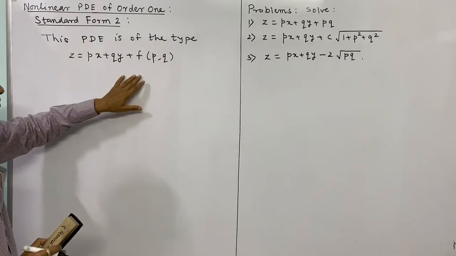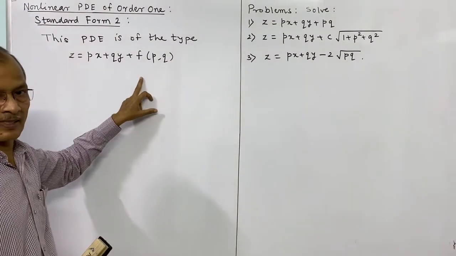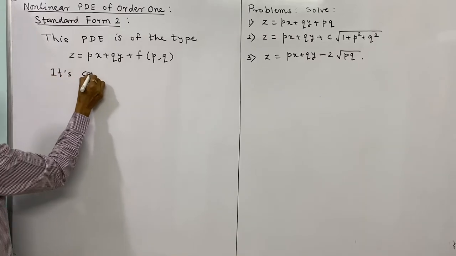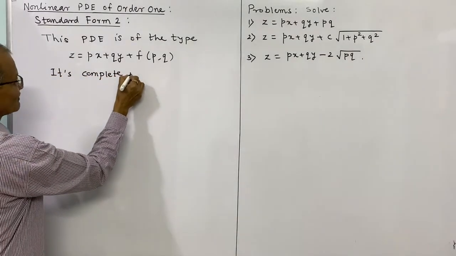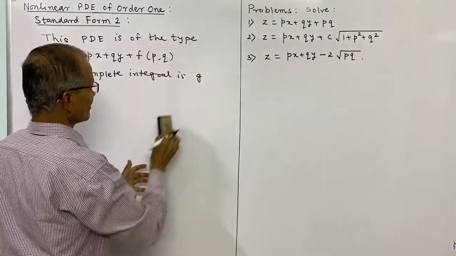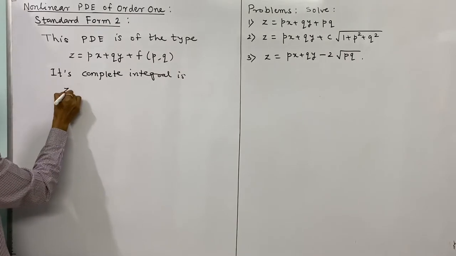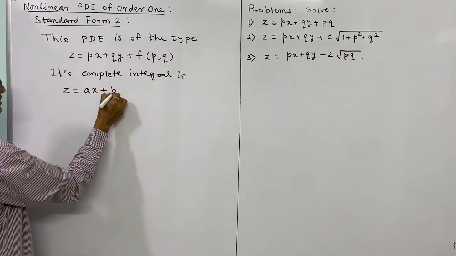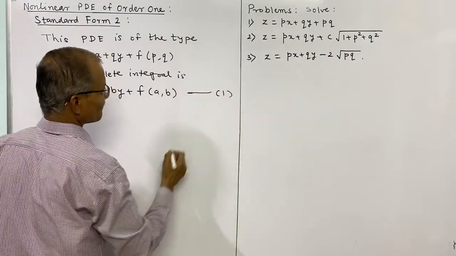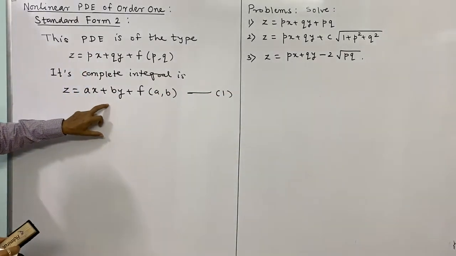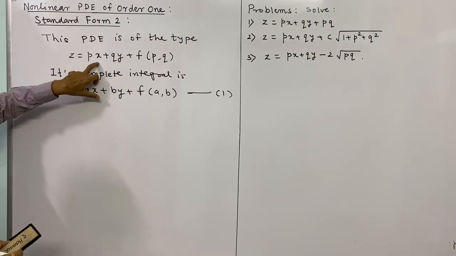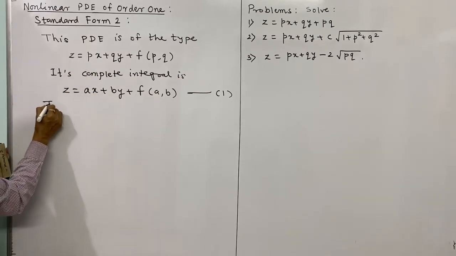Now the complete integral of this PDE is given by z is equal to a into x plus b into y plus a function of a and b. We suppose this as equation 1. Now the justification for why this is a complete integral of standard form 2, we shall easily see.